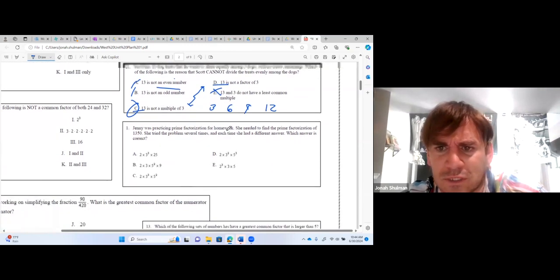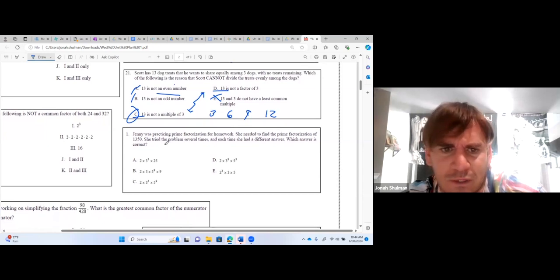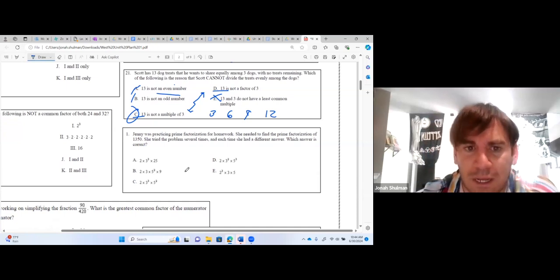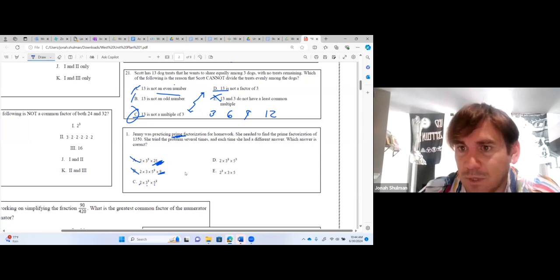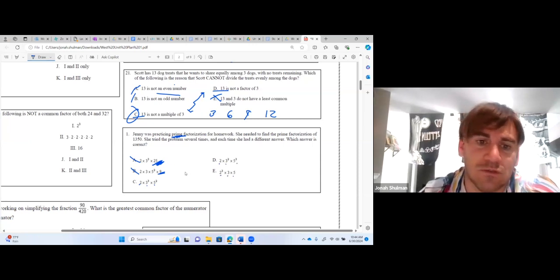Jeremy is practicing factorization homework. She needed to find the prime factorization of 1350. She tried the problem several times, and each time she had a different answer. Which one is correct? When I say prime factorization, it means it cannot be broken down anymore. So right away, this is 25. That's not a prime number, so A is out. This is 9. That's not a prime number, so that is out. 2, 3, and 5 can only be divided by 1 and themselves. So it's got to be one of these three. So we just have to see which one makes 1350.